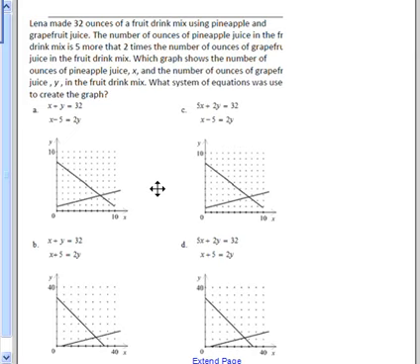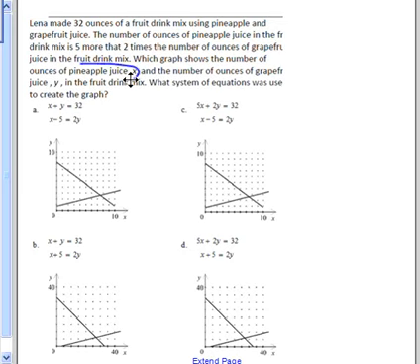This is the first algebra section, problem number 8. Lena made 32 ounces of fruit drink using pineapple and grapefruit juice. Now, I personally like to use P and G to mean pineapple and grapefruit, but they used X and Y, so it'll be all right. The number of ounces is 5 more than 2 times the number of grapefruit juice in the fruit drink mix. Which graph shows the number of ounces of pineapple juice?